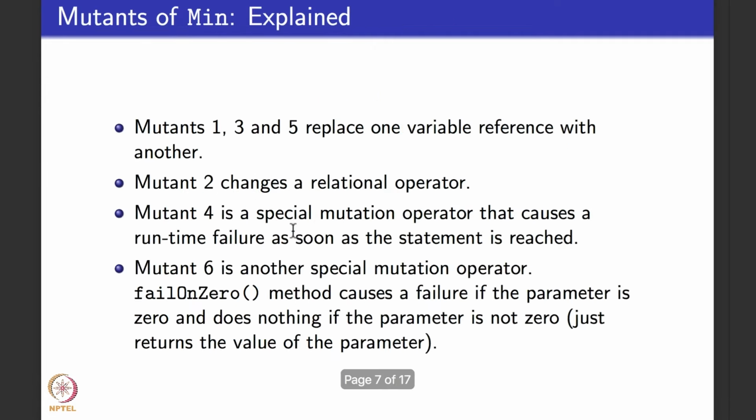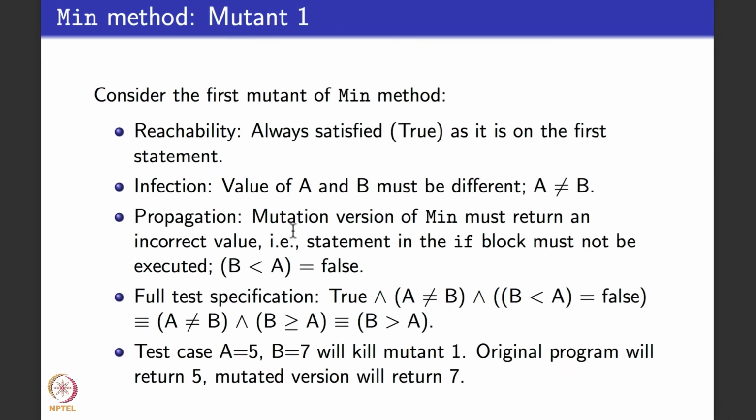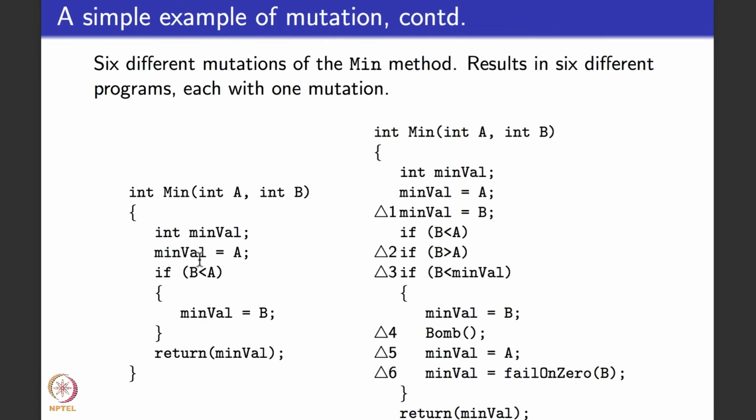So I go ahead and work out my reachability, infection and propagation conditions. Reachability means I need to be able to reach that statement. If you go back for a minute and see, I can always reach the statement because it is right there, the second statement. So reachability is true. Infection means what? That this test should be different, because this is the only test based on whether it passes or fails. This statement will be executed, right?